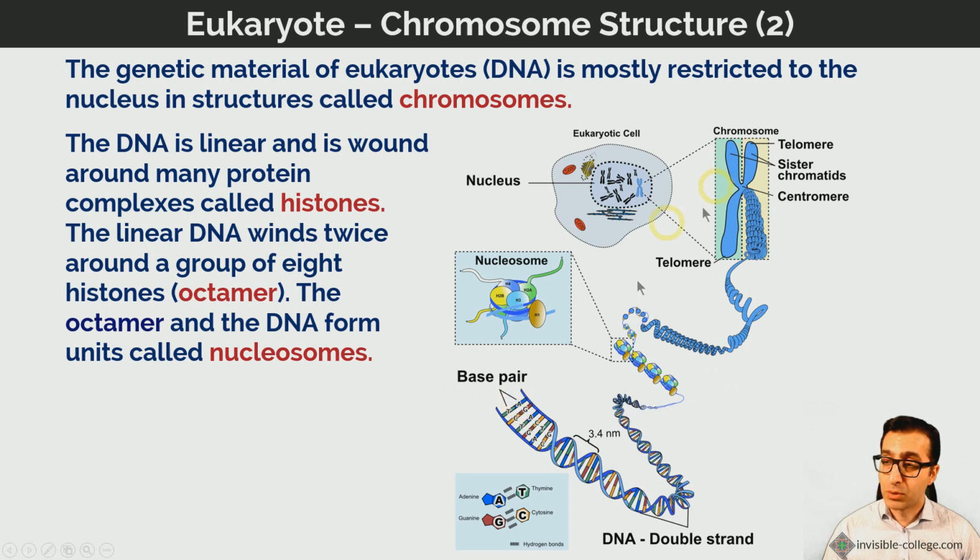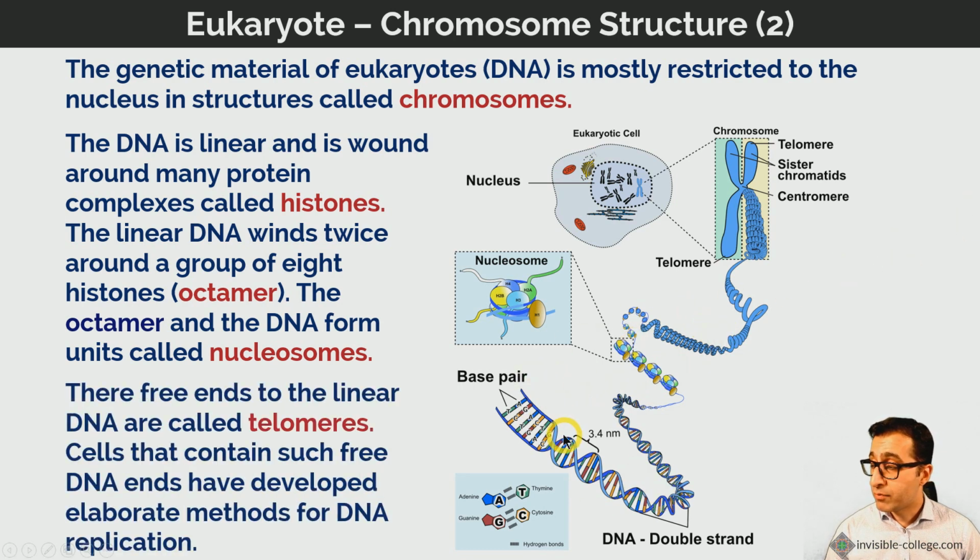Now, being a linear molecule, DNA will have ends to it, and at the ends of the DNA molecules you find these protein complexes called telomeres. Now, cells that contain these free DNA ends have developed elaborate methods for DNA replication, and these telomeres serve a protective function to prevent the degradation of the DNA from the ends.